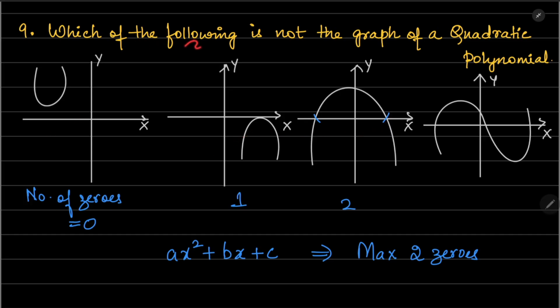But what are you asked? Which of the following is not the graph of a quadratic polynomial? So here if you see the last graph, the number of points where it cuts your x-axis is 3 points. So which means the number of zeros here is 3. And if it is 3, it is never a quadratic polynomial. So the answer is the last option. The last graph is not the graph of a quadratic polynomial because the number of zeros is greater than 2.